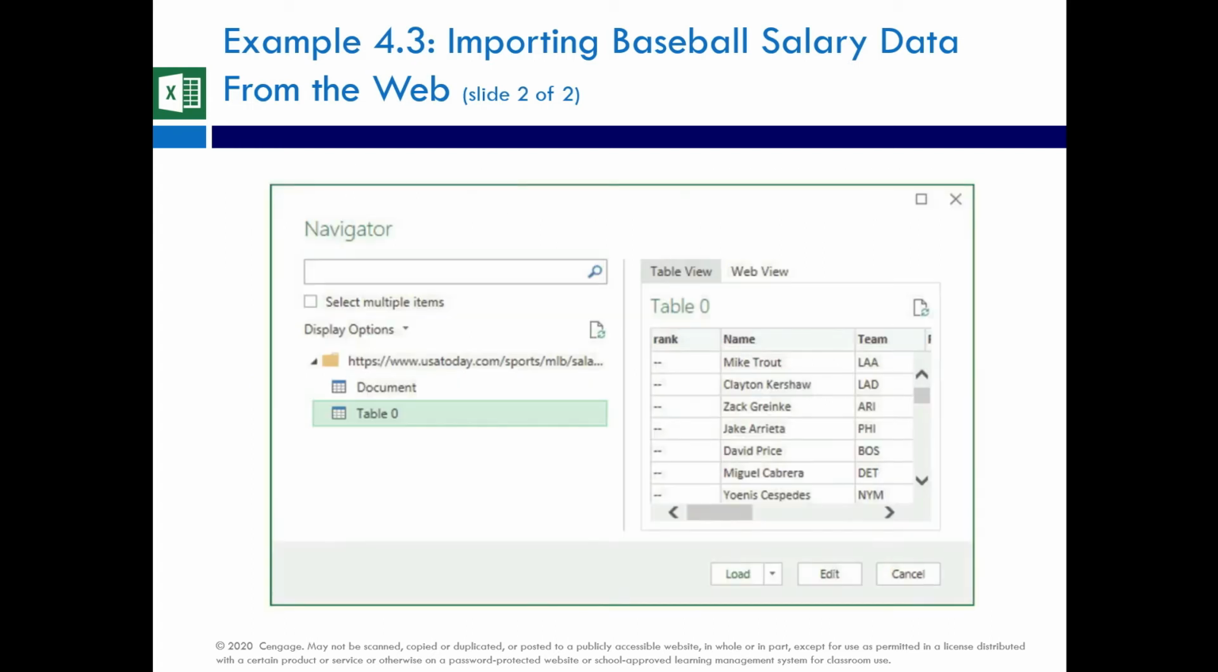This is what it looks like when we have it. We uploaded the baseball salaries, and it's in our Navigator.